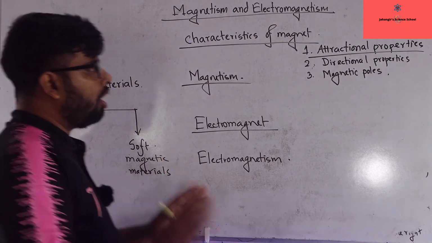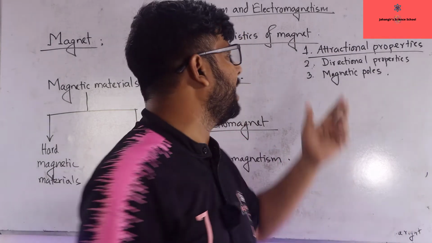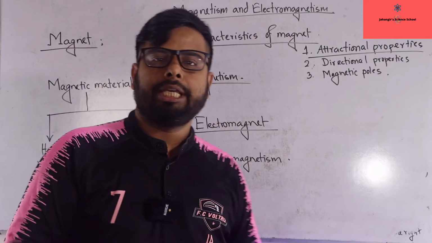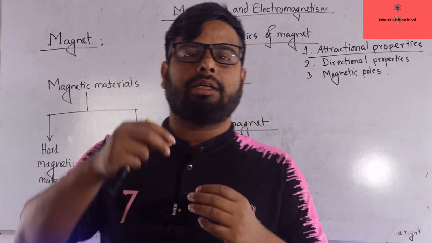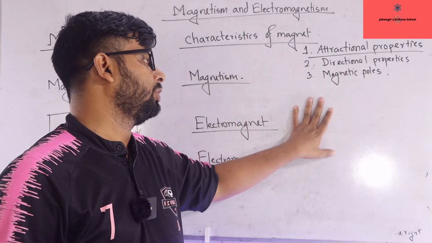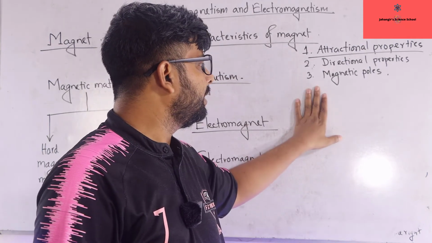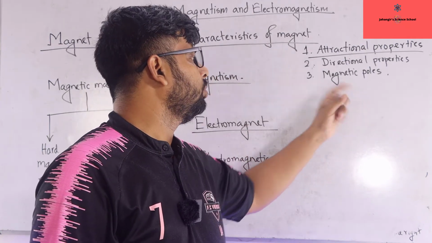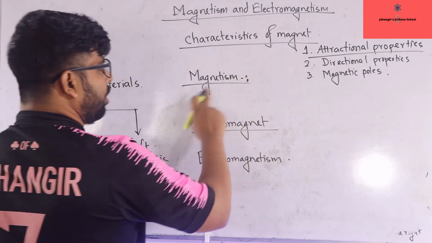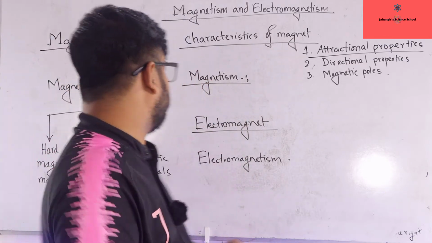There is a law for these attractional properties. Like poles repel each other and unlike poles attract each other. Directional properties. If we suspended a bar magnet freely, then it aligns north-south direction after a while. Magnetic poles. Every magnet has two poles, north facing pole and south facing pole. The properties of magnet is known as magnetism.